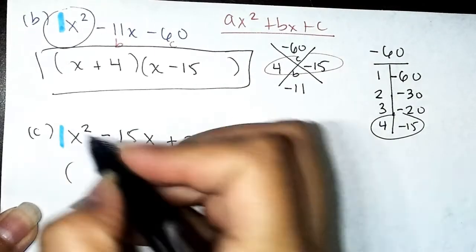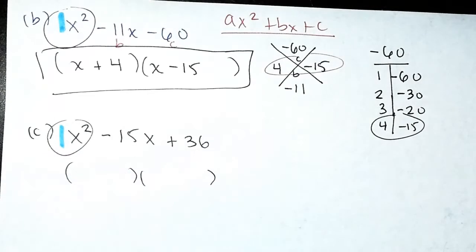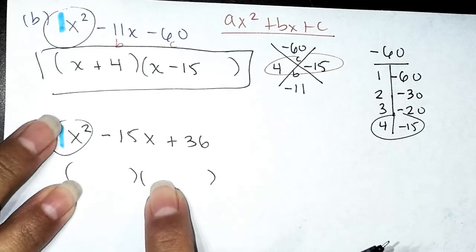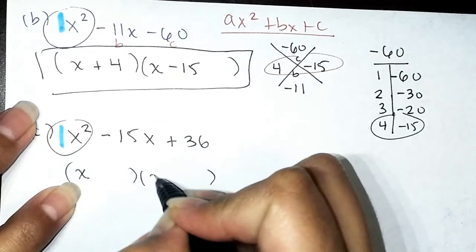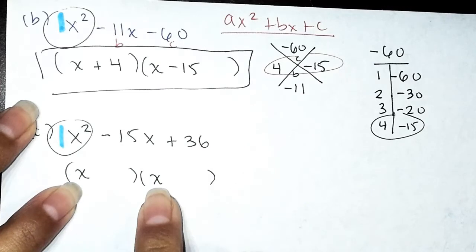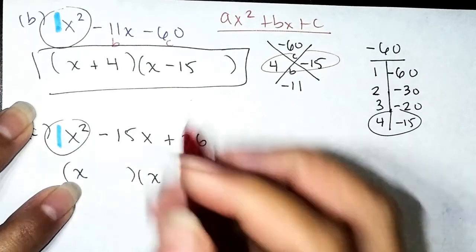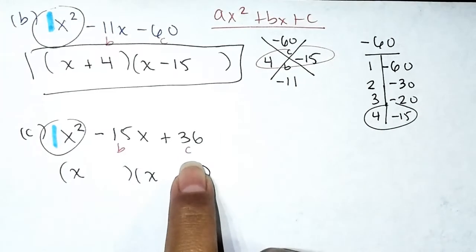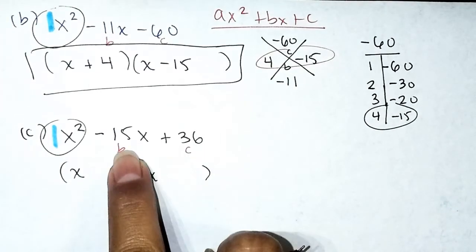Throw down parentheses, work on getting the product of the first terms, and then complete the binomial factors. The product of the first terms needs to give us x squared, and in this case x times itself will give us x squared. To complete the binomial factors, we want factors of c that add up to b. So I'm like, okay, what are factors of 36 that add up to negative 15?